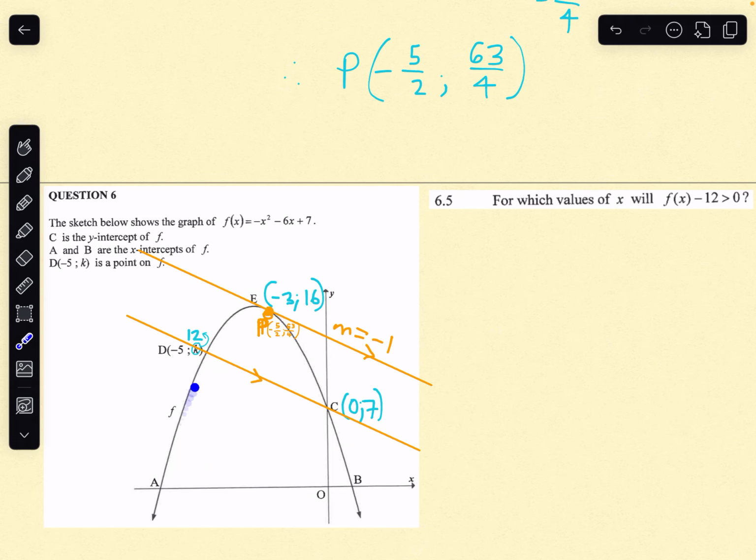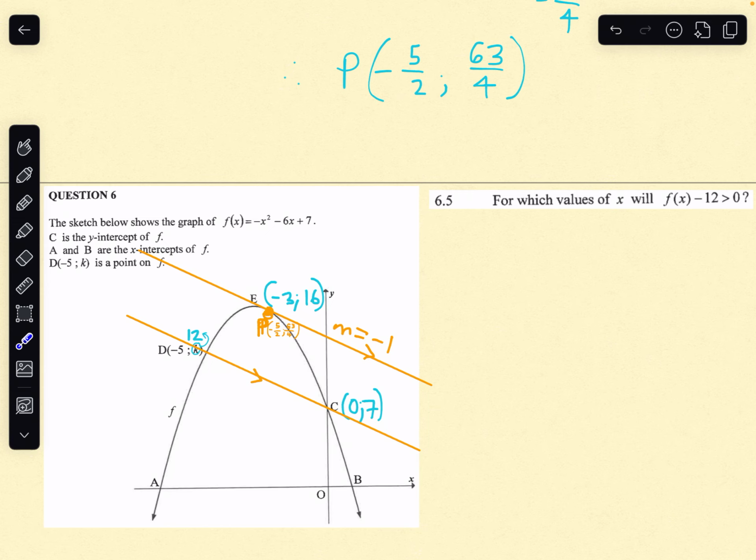So we could think about it as a translation downwards, moving the whole graph down by 12 units. Because what does f of x minus 12 mean? It means take all of the outputs of this function, 16, 12, 7. From all of those outputs, minus 12. So all of these points are going to be 12 units lower than they currently are. So you're taking the whole graph and moving it down by 12 units. Okay, so that's way number one that you can think about it.